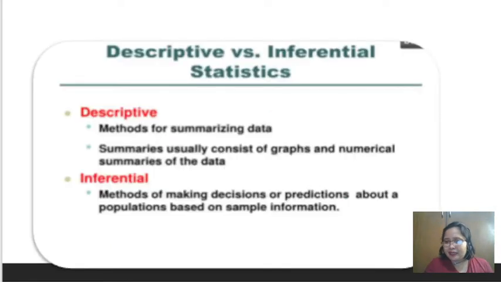So, yung descriptive, it is a method for summarizing data. Nagsa-summarize din, usually consisting of graphs and numerical summaries of the data. Okay, so kaya ito'y ginagamit din sa research. Yung inferential naman, it is a method of making decisions or predictions about a population based on sample information.